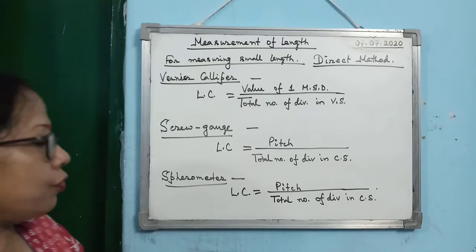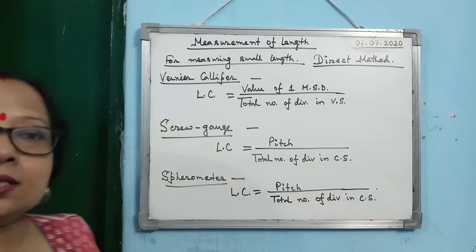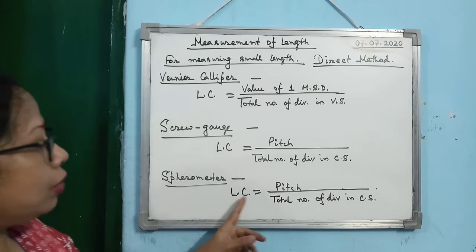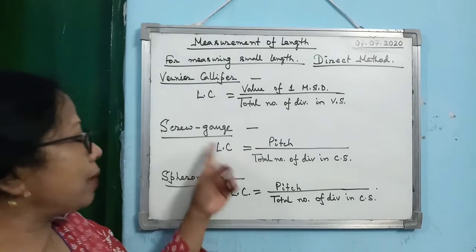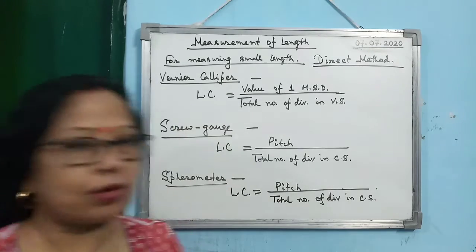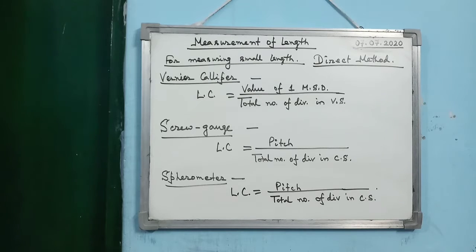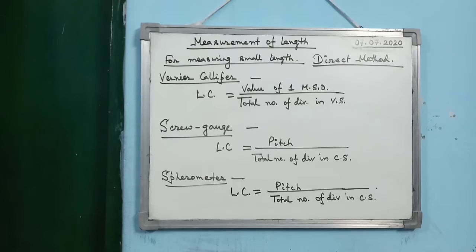Then next comes the spherometer. Spherometer and screw gauge are identical, that's why the formula for its least count is the same as that of the screw gauge. Least count is given by pitch divided by the total number of divisions in the circular scale. I have written abbreviations: MSD means main scale division, VS is the vernier scale, CS is the circular scale. It is advised that you write down the full forms while noting this down in your notebook.